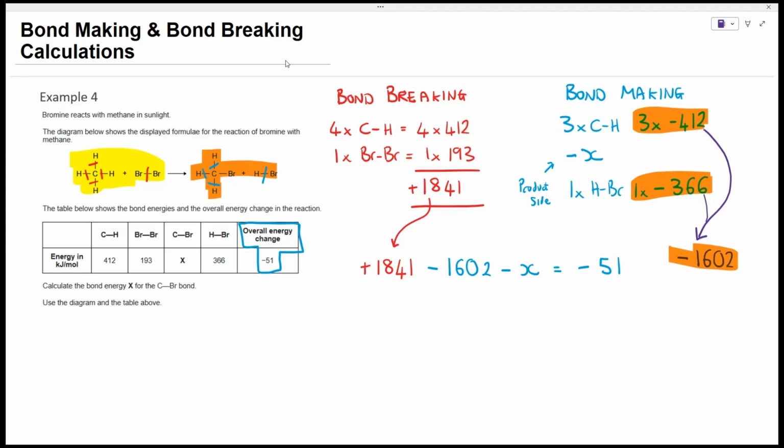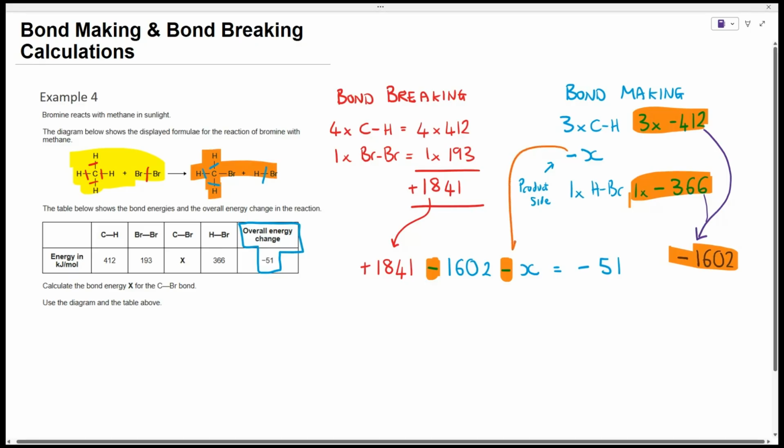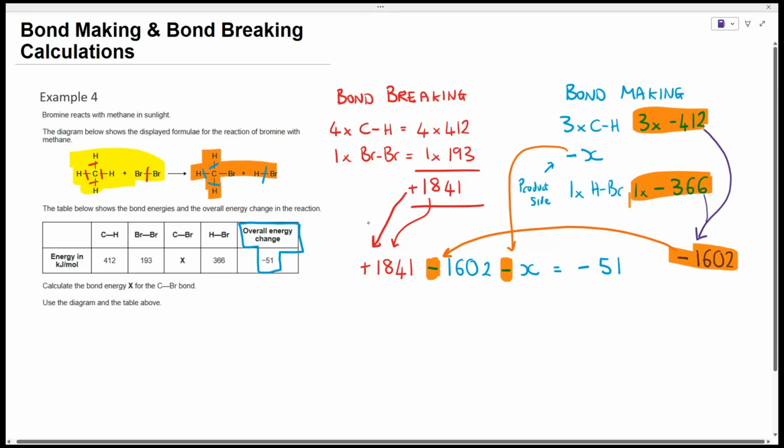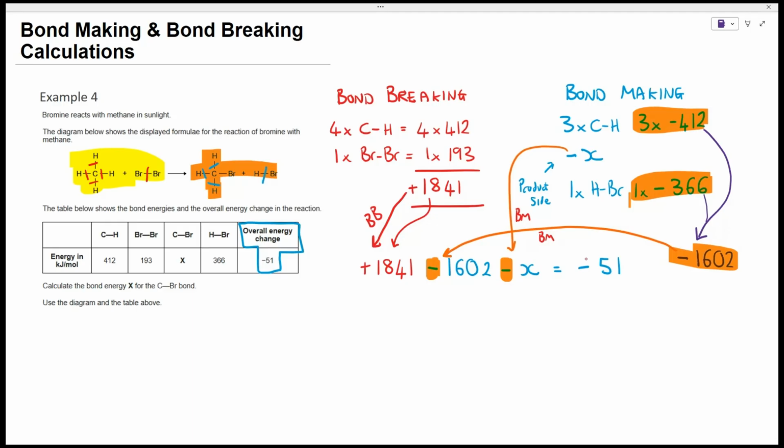Now let's just clarify a couple of points. These numbers here, the minuses, the reason why they're both negatives is because they have come from the bond making side. So these numbers have come straight down from there. Negative, and then this 1602 is negative. The reason why the other side is a positive 1841 is because that is a bond breaking. So these guys are bond making, that's why they've got negatives in front of them. The answer is just taken straight from the question, minus 51. I haven't had to do anything with that, they've given me that. Okay, but those two numbers are negative for that reason.